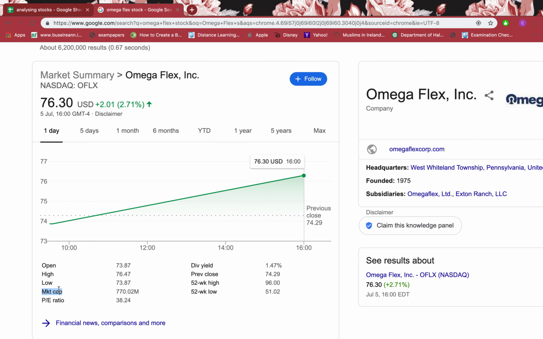And I want to look at the market cap, which is in millions. It's like 770 million, which means it's a medium-sized company, which is very good.